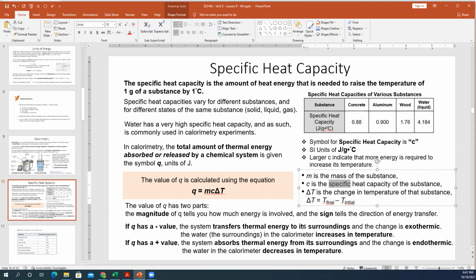If Q then has a positive value, that means then that the system absorbs thermal energy from its surroundings and that the change is endothermic. Endo means going in. So the water in the calorimeter decreases in temperature because energy is leaving the water and going into the chemical reaction.